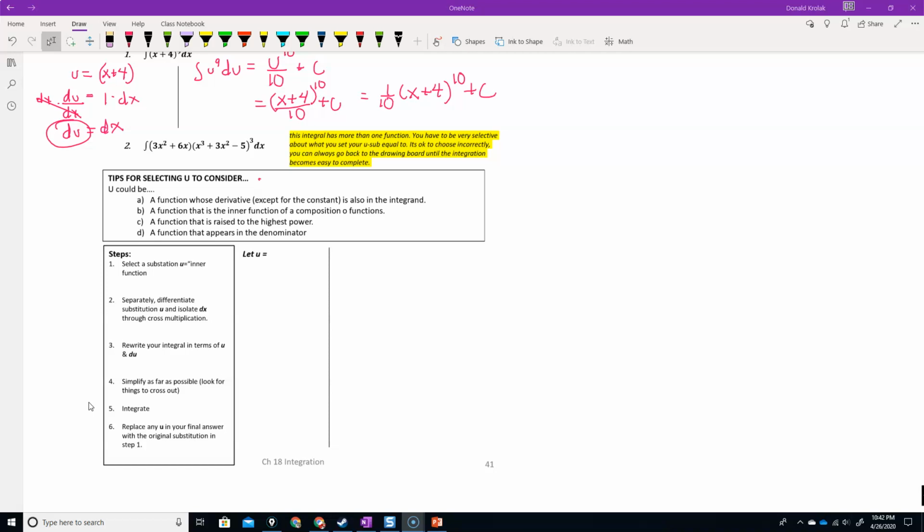But typically, you're going to try to take the function that is, in this case, the one that's being raised to the third power. I'm going to let that be my u value.